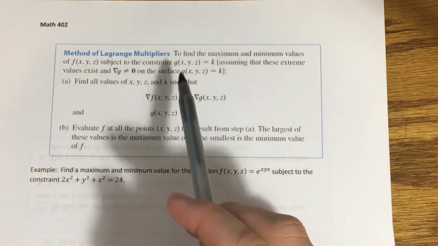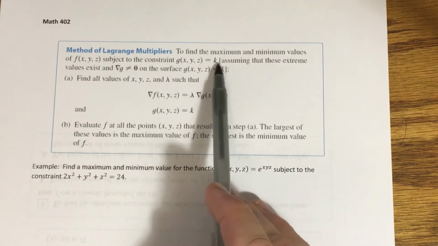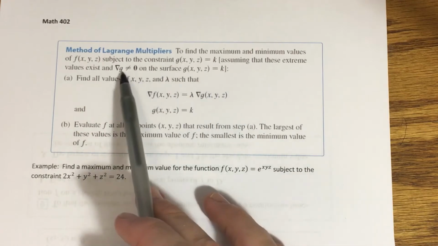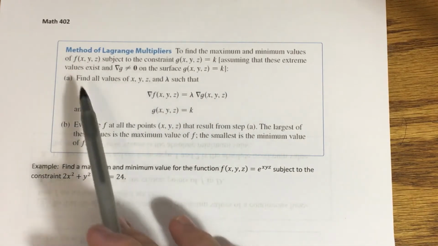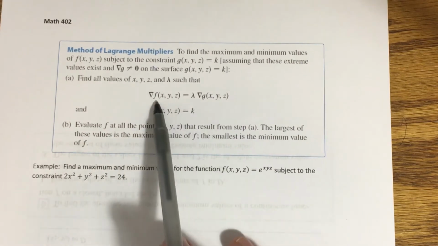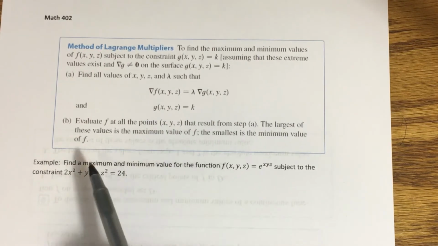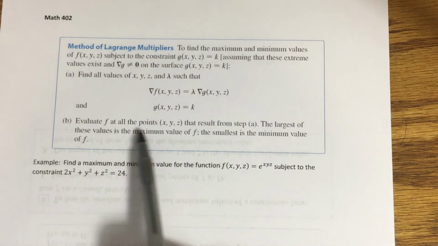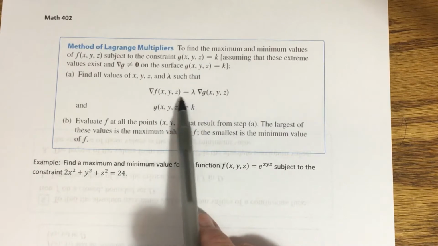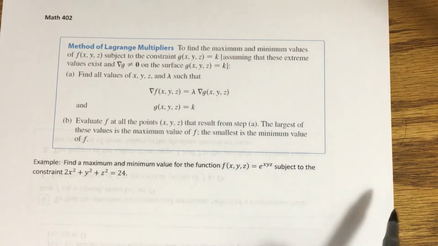But anyways, if you have a function f of x y z and it's subject to a constraint g of x y z equals some constant k, if a maximum and minimum value exist and del g is non-zero, then we get this. In order to find the values of x, y, z, and lambda such that this equation is true, as well as this constraint, what we do is we evaluate f at all of the points x, y, and z that result from these equations. So there's a lot of algebra that's going to follow from these equations, as you'll see. The largest of those values is the maximum value of f, and the smallest is the minimum value of f.